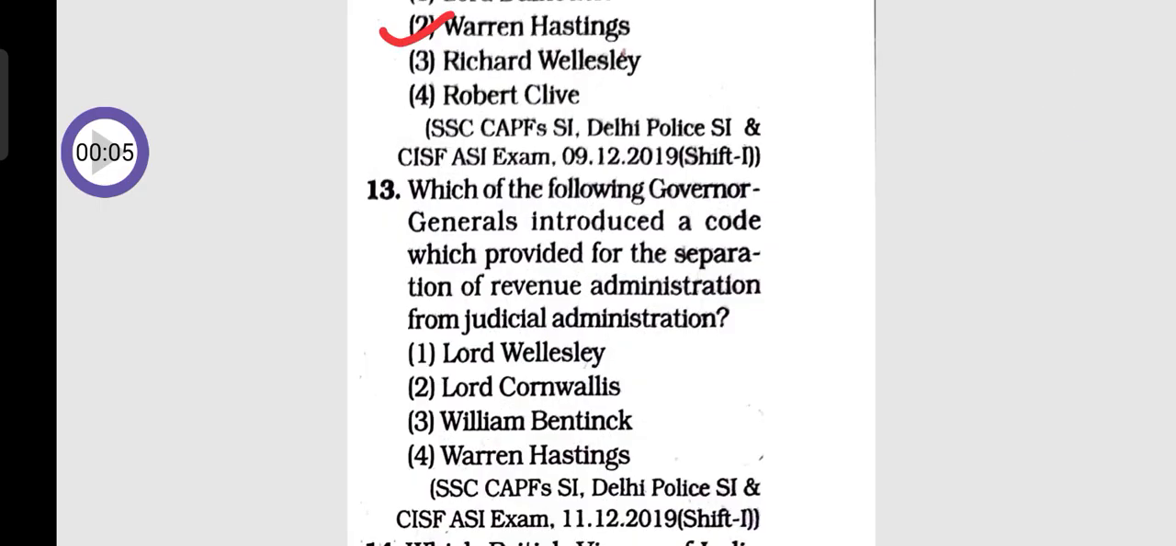Question number 13. Which of the following Governor Generals introduced a code which provided for the separation of revenue administration from judicial administration? Option 1, Lord Wellesley. Option 2, Lord Cornwallis. Option 3, William Bentinck. Option 4, Warren Hastings.